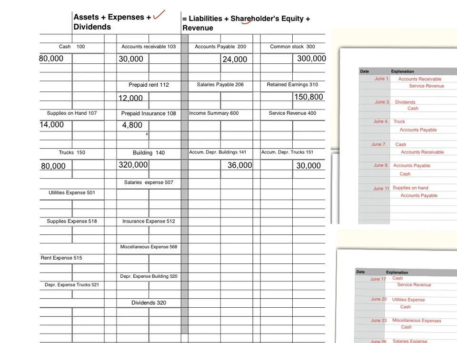We have salaries payable with nothing in it, and we have the service revenue account 400, and we have the expense accounts with nothing in them because we are just beginning the transactions of June 1st. And what we're going to do now is post these transactions to the T accounts.